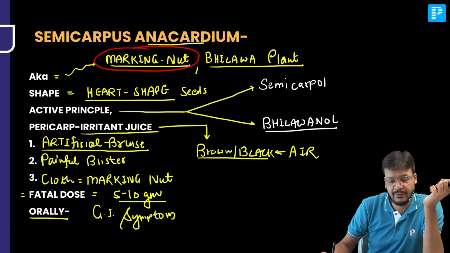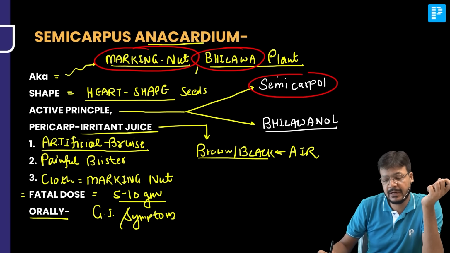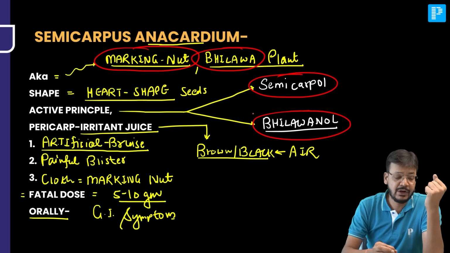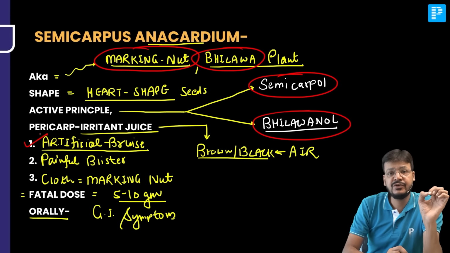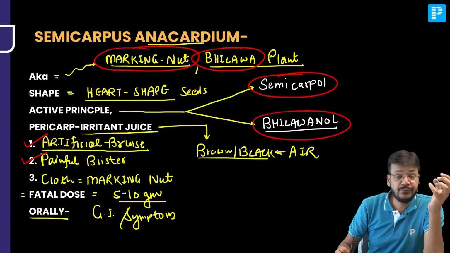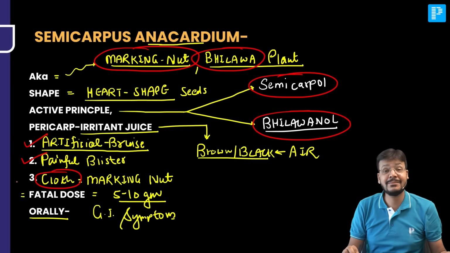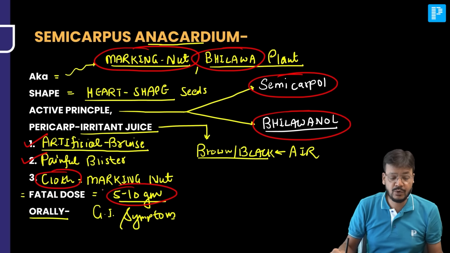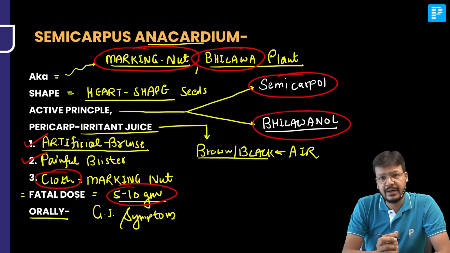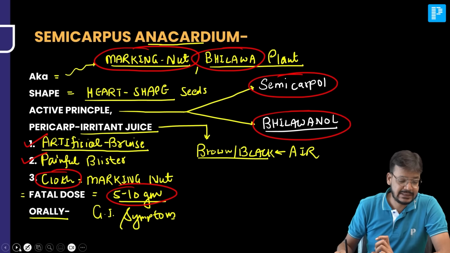As I told you, Bhilava is a plant. The two principles are semecarpol and Bhilavanol. It causes artificial bruise. It causes painful blisters. On cloth it is used for marking, so it's known as a marking nut. Fatal dose is 5 to 10 gram. That is a very, very important plant, Semecarpus.